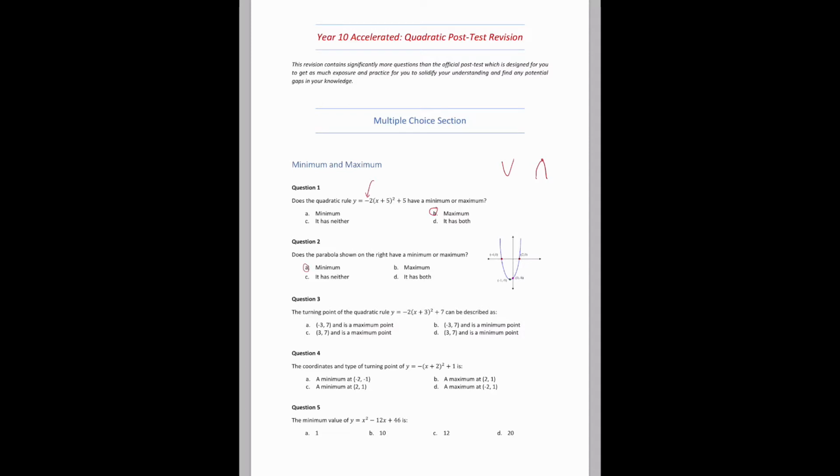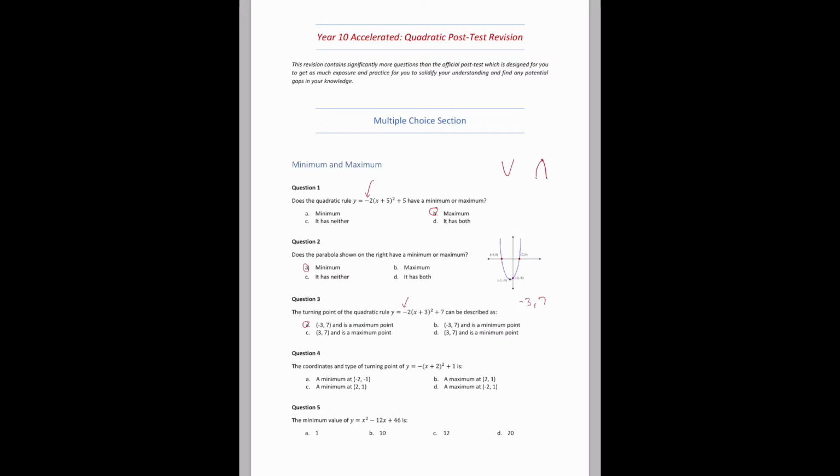Question 3, the turning point of the quadratic rule y is equal to negative 2 times (x plus 3) whole squared plus 7 can be described as what? In order for you to answer this question correctly, you need to first identify the turning point. In this case, your turning point is going to be negative 3 and 7. So this would either give you option A or option B, but you have to identify whether it's going to be a maximum or minimum. In this case, because your a value is negative, this would indicate that you've got a maximum turning point. So A will be the correct answer.